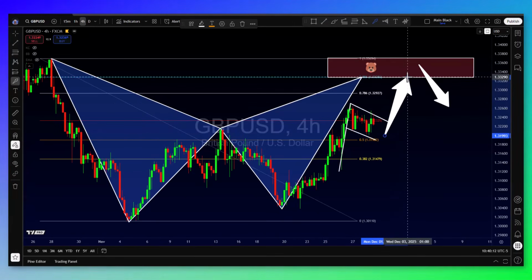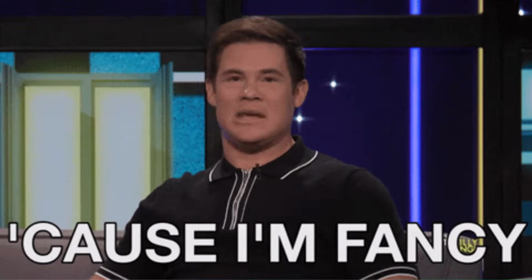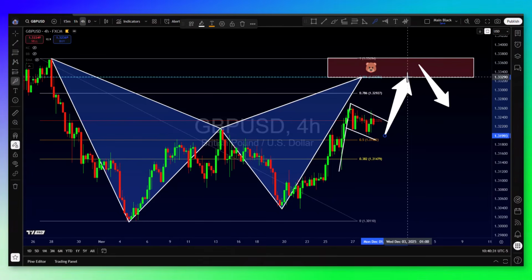Now, we spoke about how you can trade the bat pattern in its own right, completely separate to anything else. We spoke about how you can trade the flag pattern in its own right, completely separate to anything else. And then we said, if you want to get fancy, and somehow my accent changes every time I say the word fancy, you can do both using a method called a stop and reverse.